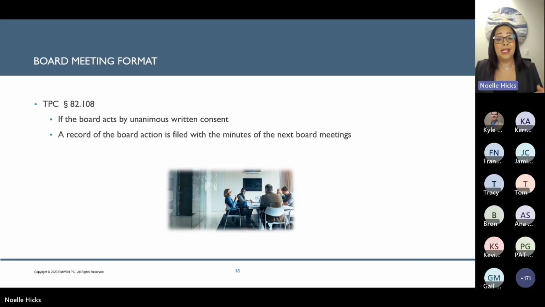Chapter 82 goes on to say that if the board acts by unanimous consent, we still are able to consider that information in a board meeting later on. So it kind of has to be ratified, so to speak. A record of board action is filed with the minutes of the next board meeting. So that's what I mean by ratifying it in the board meeting minutes. So if anything happens outside of a board meeting by unanimous written consent of the board, then during the next meeting, that needs to be ratified and placed in the meeting minutes so that it can be memorialized and it's a formal board action.